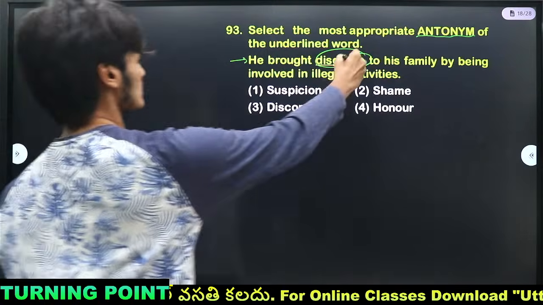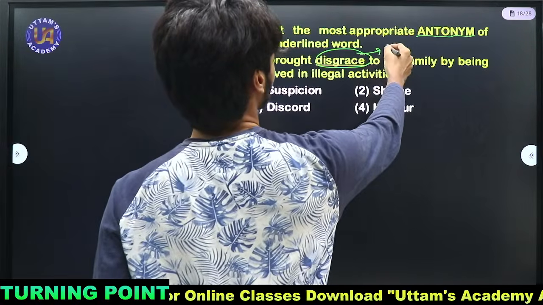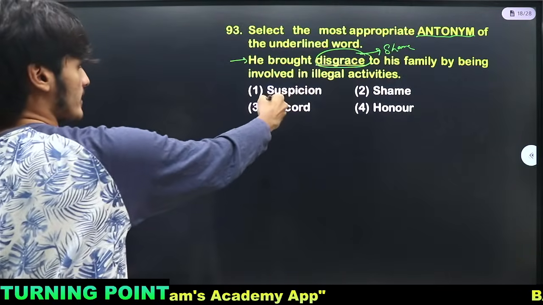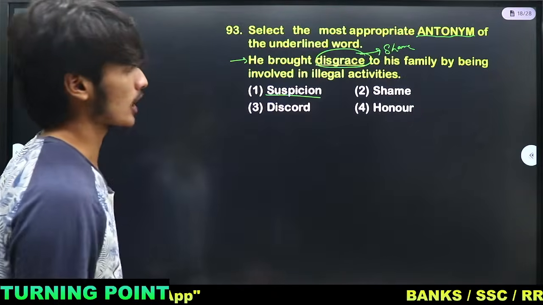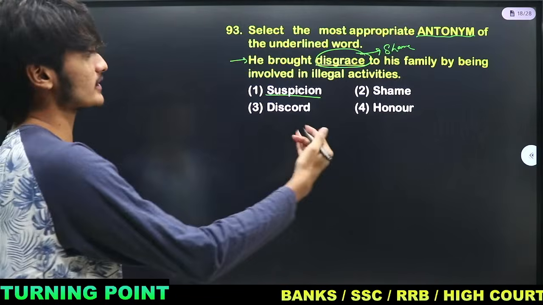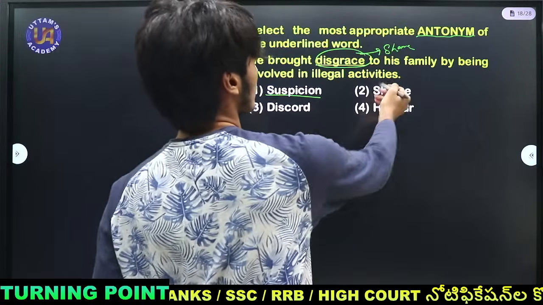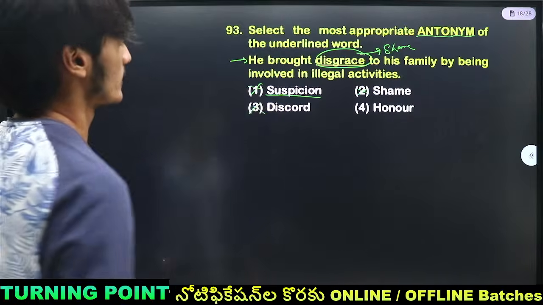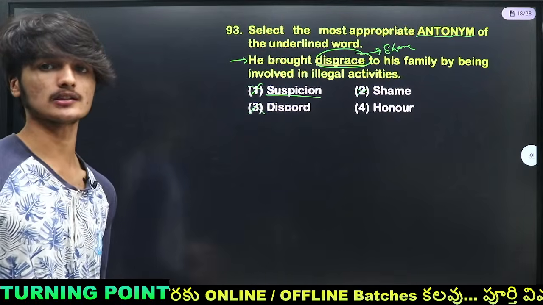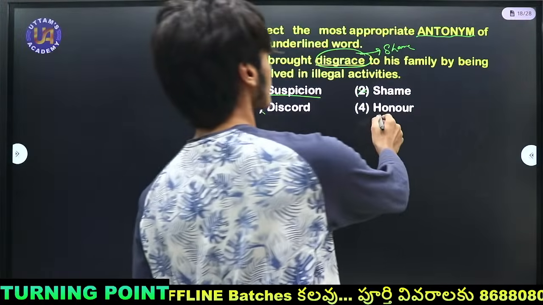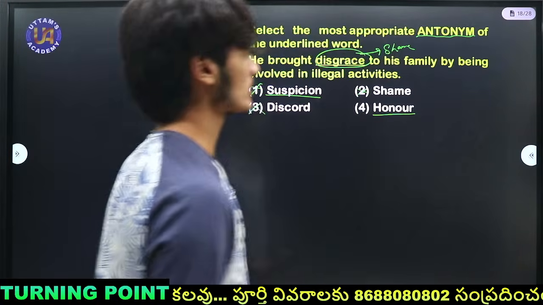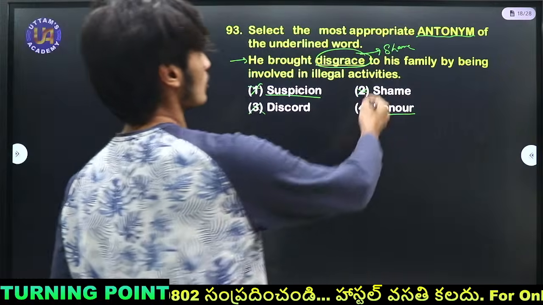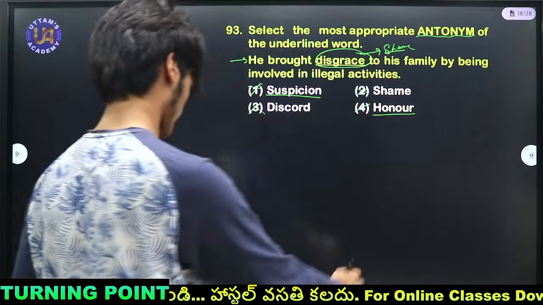So what does the word disgrace generally mean? Disgrace means shame. Then here, suspicion. Suspicion means anumanam. So there is no connection between shame and suspicion. Shame is a synonym of it. So eliminated. Then discord. Discord means disagreement. Whereas honor means getting achieved something is called honor. It was a great honor. So the opposite of shame is honor.